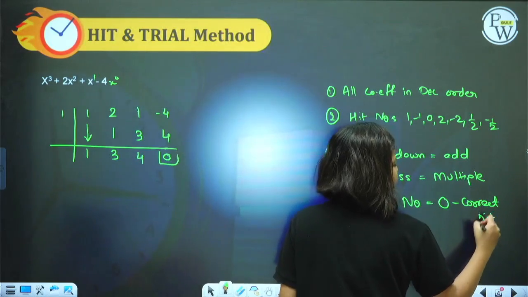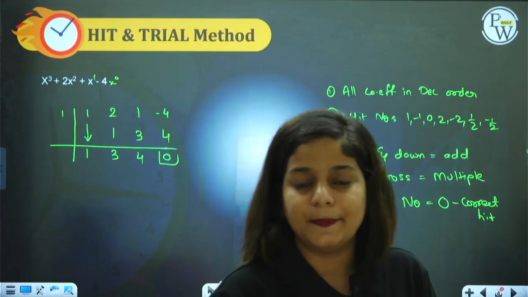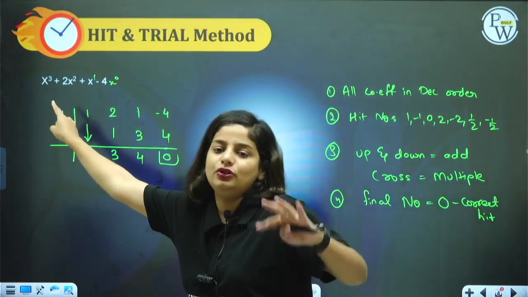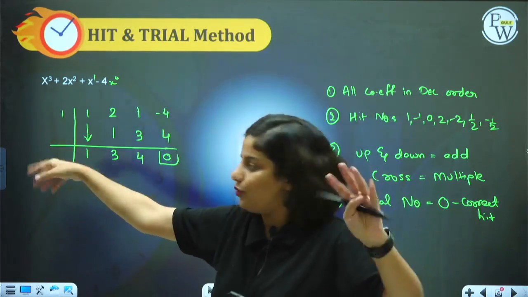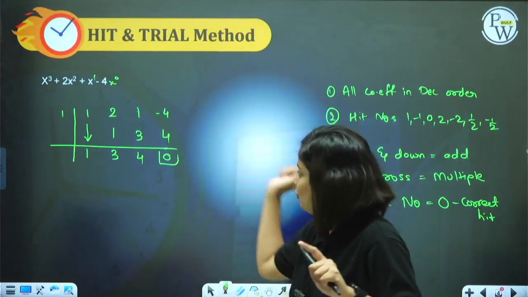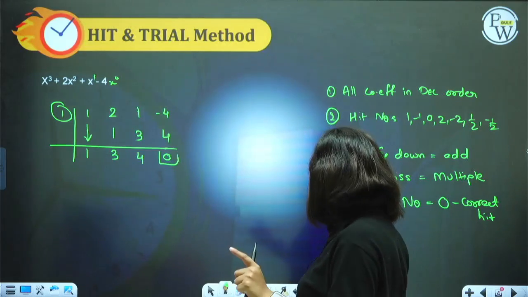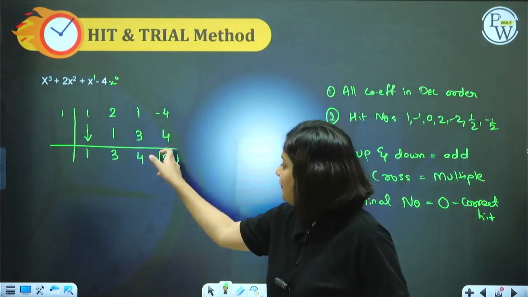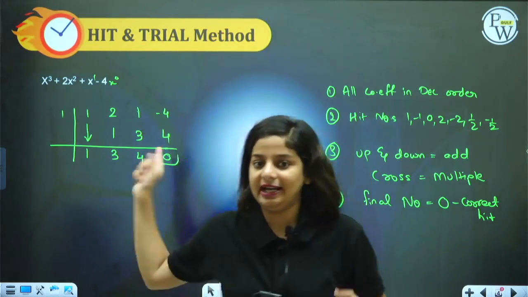What if it's not 0? Instead of 0, you get 3, 2, any other number, -9. Then you will change the hit. Instead of 1, you will try -1 or 0 or 2, -2. You will change this hit number. Are you getting it? So you will take randomly any number, solve this by method of hit and trial, also called synthetic division. If you get 0, good luck, it was a right hit.